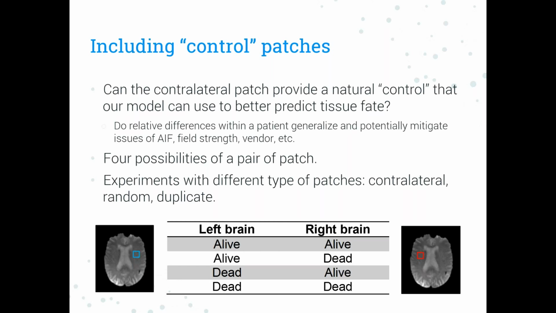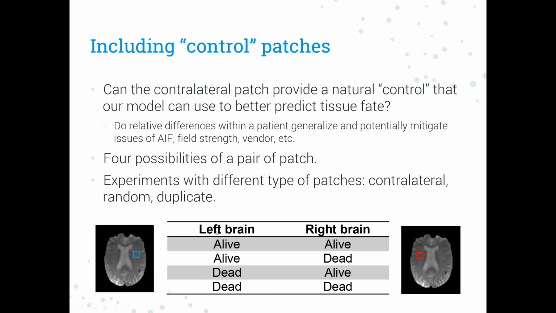So we then began thinking about other ways to improve our results, and we said, well, in the brain, we have kind of a natural control in stroke. So the brain is symmetrical, and strokes are largely or primarily one-sided. So if we can compare the two sides of the brain, maybe we can do better with our predictions.